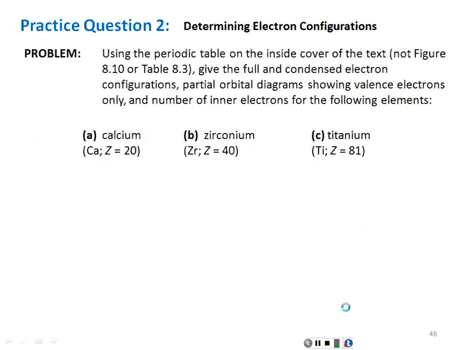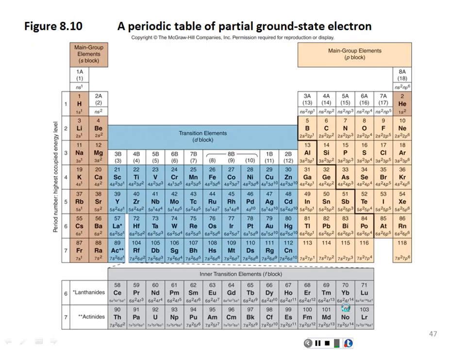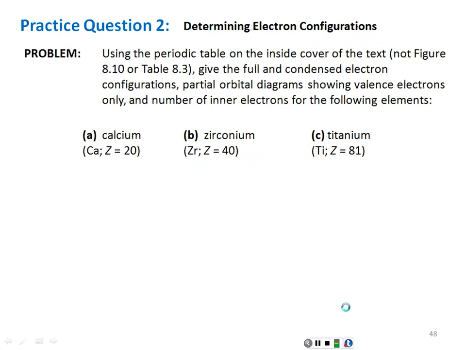Okay. Question 2. Using the periodic table on the inside cover of your text, so don't cheat and don't use this periodic table. Use the periodic table that does not have the electron configurations. Give the full and condensed electron configuration, a partial orbital diagram showing the valence electrons only, and give the number of inner electrons for the following 3 elements.